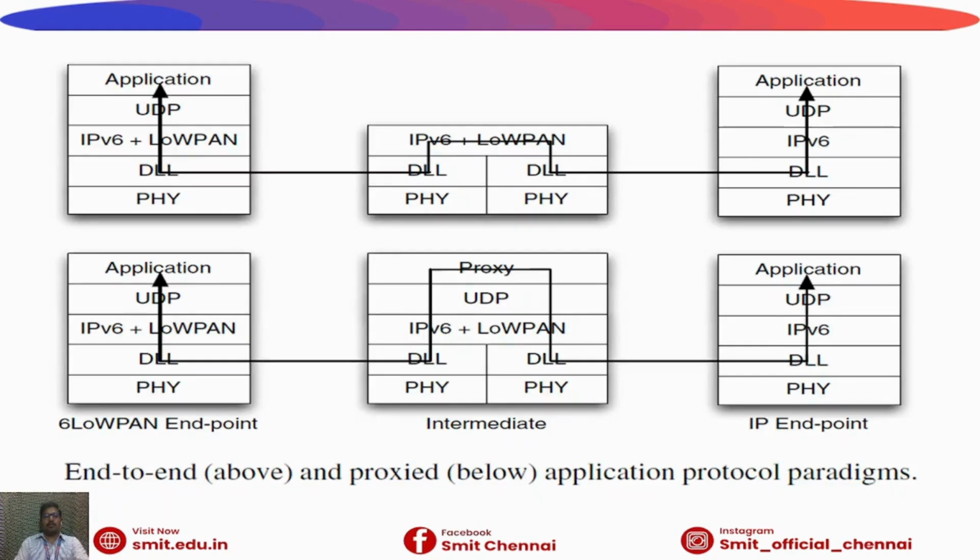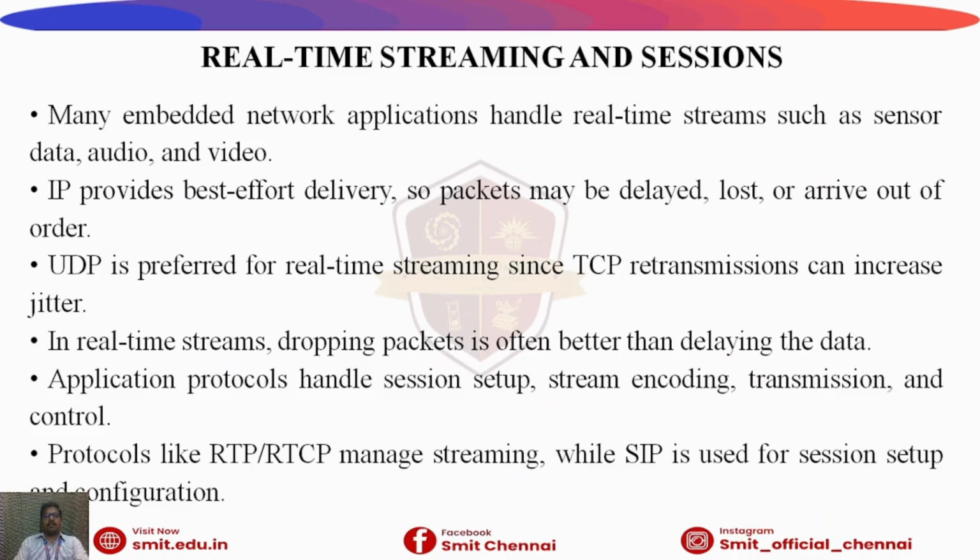Next, we will move on to real-time streaming and sessions. Real-time applications such as sensor data streams, audio, and video require timely delivery. IP provides best effort delivery, so packets may be delayed or lost. UDP is preferred because TCP retransmissions increase latency and jitter. Dropping outdated packets is often better than delaying data. Protocols like RTP and SIP manage streaming and sessions.